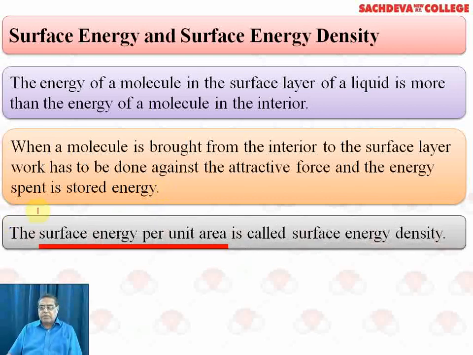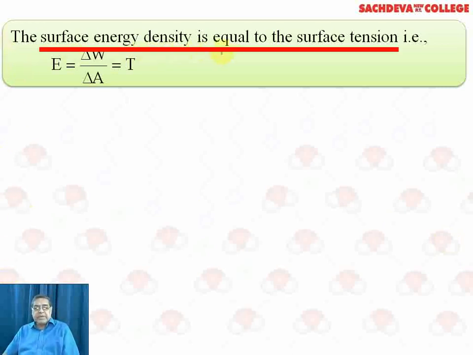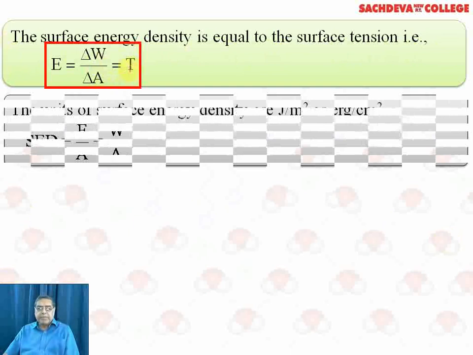The surface energy per unit area is called surface energy density. So what is SED, surface energy density? It is surface energy per unit area. Now surface energy will be in joules and area will be in meters square, so it is joule per meter square. So surface energy density is equal to surface tension, that is E is equal to delta W over delta A, and that is equal to T.